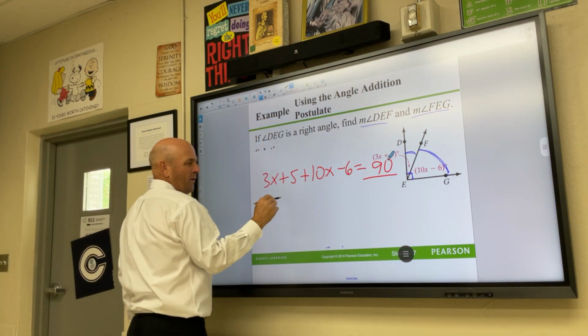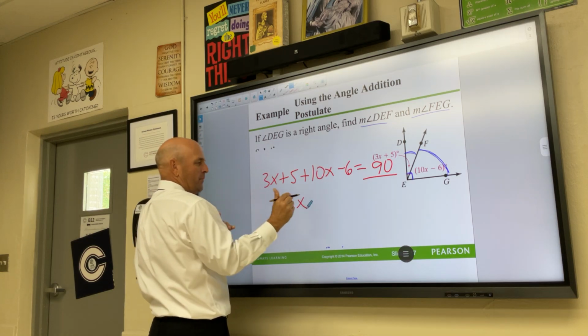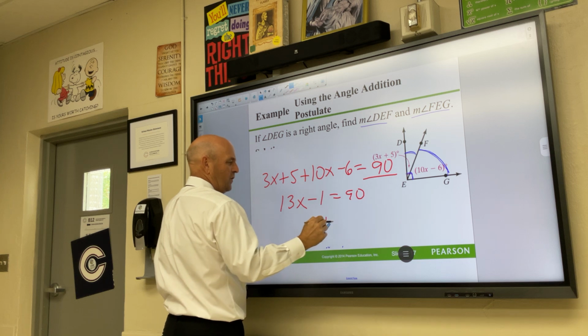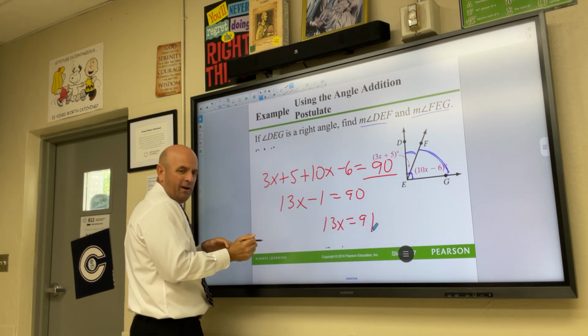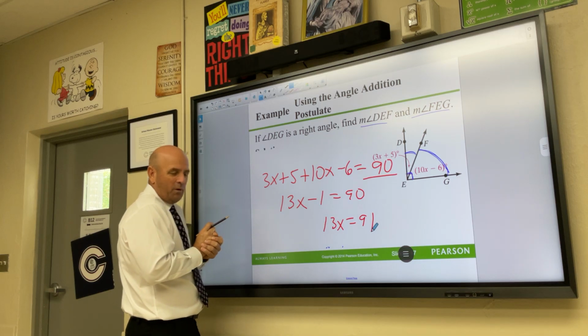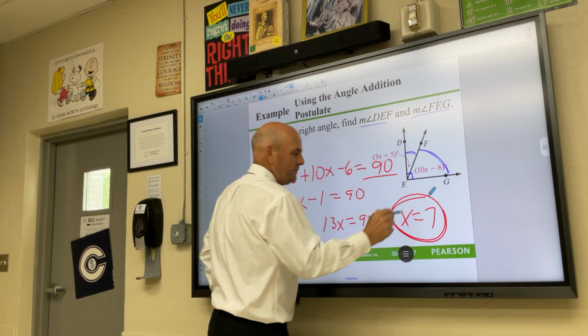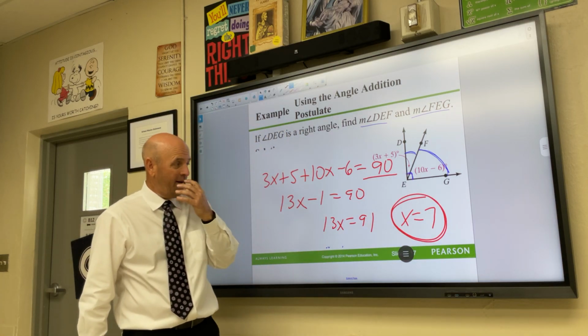10 and 3 is 13x. I'm combining the like terms on the left side. 5 minus 6 is negative 1. Minus 1 equals 90. Add 1 to both sides. 13x equals 91. I would do some long division over here, or I've done this about 4 times now, and I do know that x equals 7. When I get a whole number, I feel like I might have done it right.